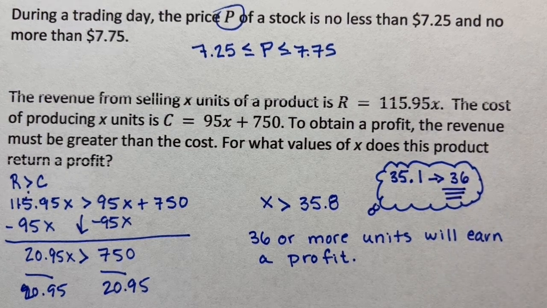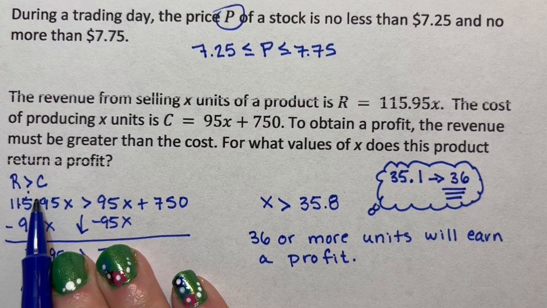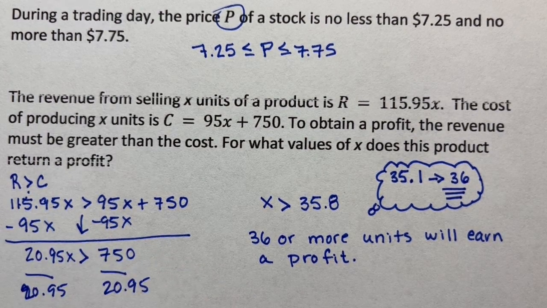So when you are talking about revenue being greater than cost, we have a ceiling we need to get over. So you always round up. This doesn't go by your basic rounding rules.